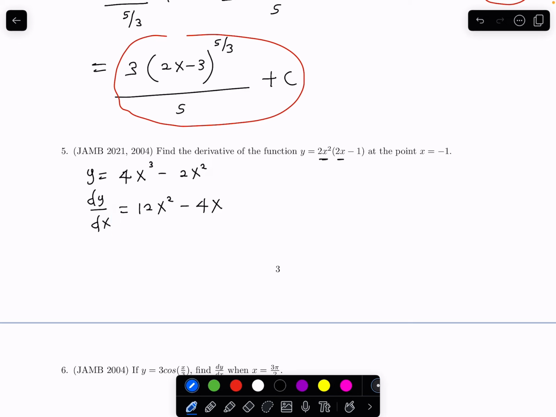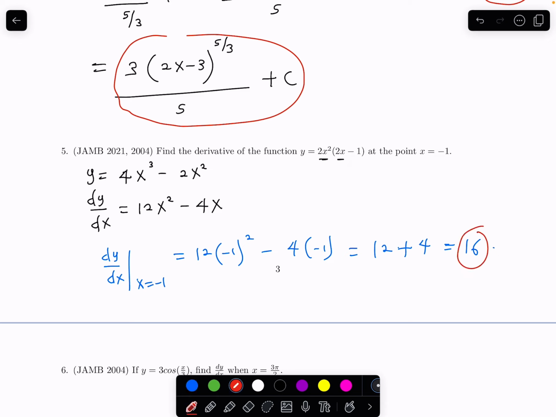So dy/dx at x equal to -1 means I'm going to plug in -1 inside whatever I got: 12(-1) squared minus 4(-1). And (-1) squared is just going to be 1 because that's an even power. So I have 12 times 1, which is 12. Then negative times negative is positive, plus 4. This is just going to be 16. And that's the solution to that. The answer is 16. I hope this helps.